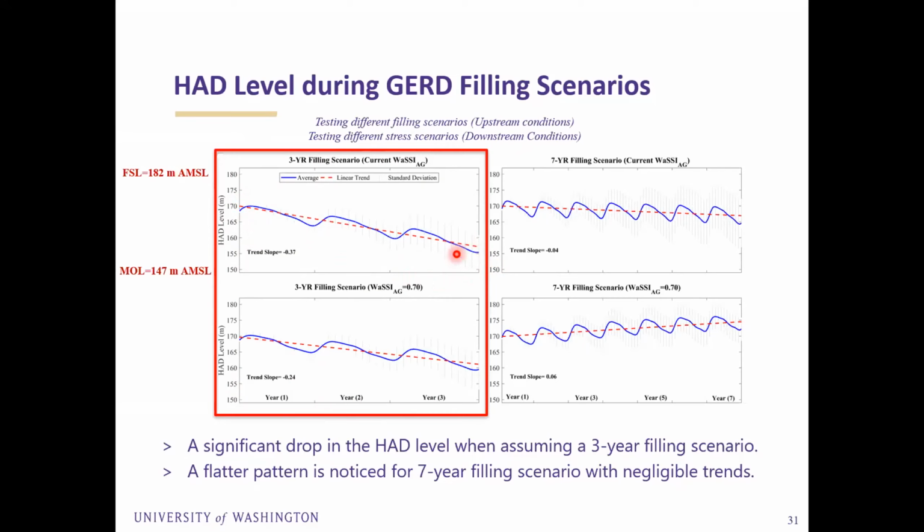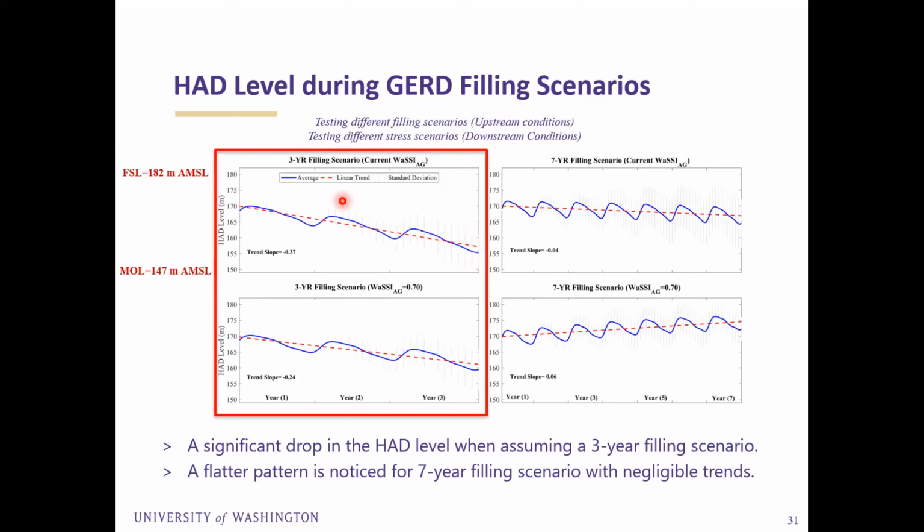And even if we consider these gray lines, which are a standard deviation to reflect the dry or wet conditions and the streamflow variability, in case of a dry year, the High Aswan Dam can reach actually down to 150, which is very close to the minimum operating level of the High Aswan Dam. You know, the minimum operating level of the High Aswan Dam is 147. So it can actually go down. But this is the worst case scenario.